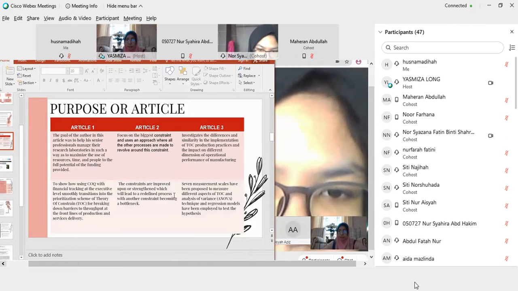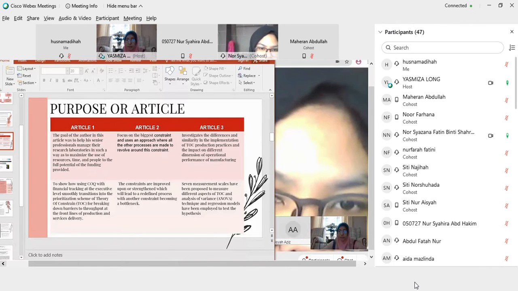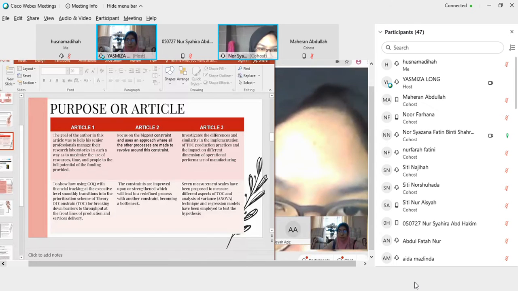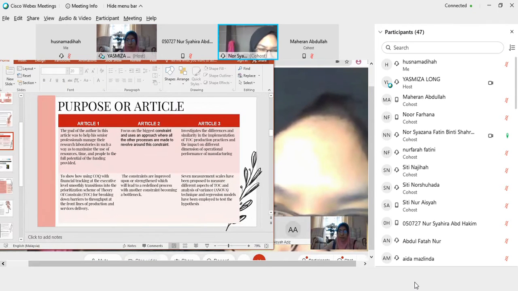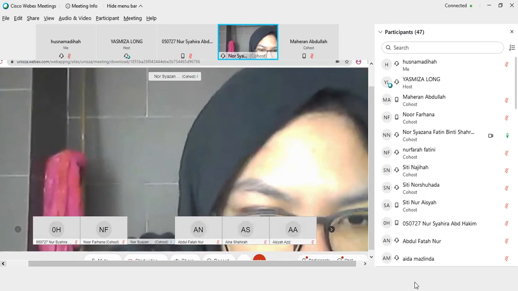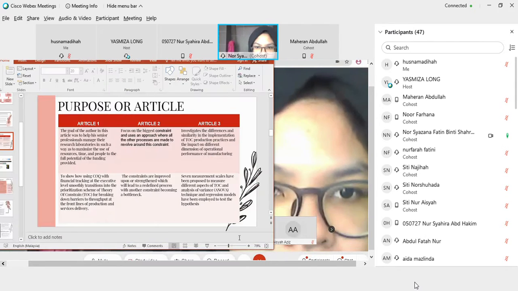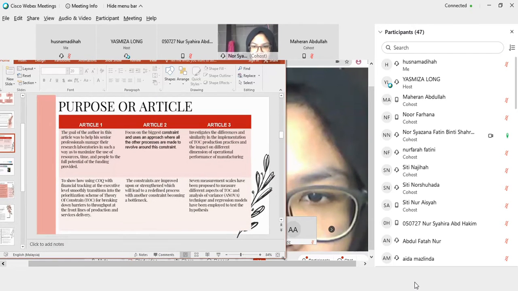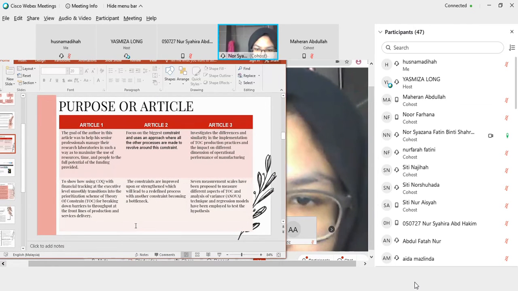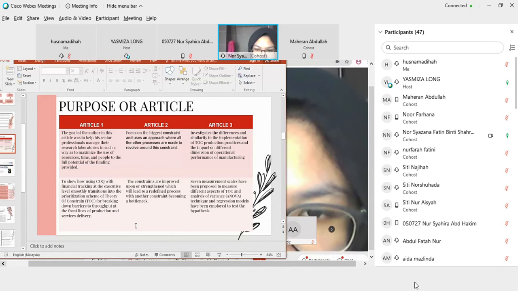For Article 2, focus on the biggest constraint and use an approach where all the other processes are made to revolve around this constraint. The constraint is improved upon or strengthened, which will lead to a redefined process with another constraint becoming a bottleneck.